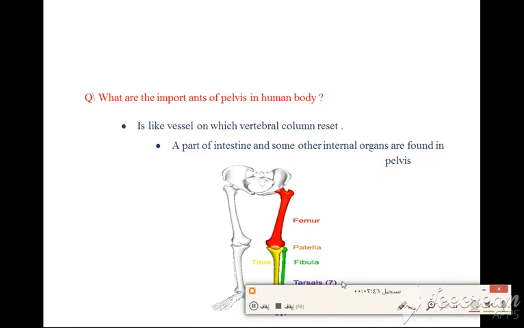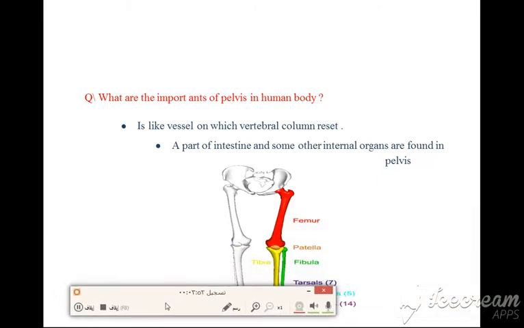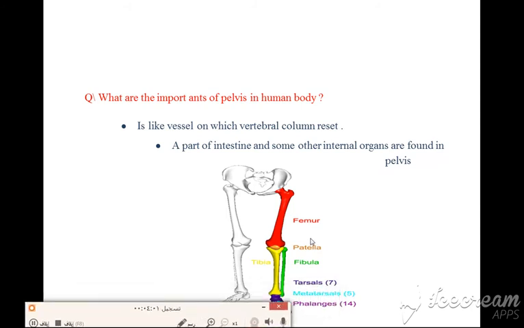This picture explains the structure of pelvis girdle and the lower limbs. Lower limbs consist of the femur, this thigh bone, and a leg consists of 2 bones. Tibia is the biggest and fibula the smallest, then the foot.